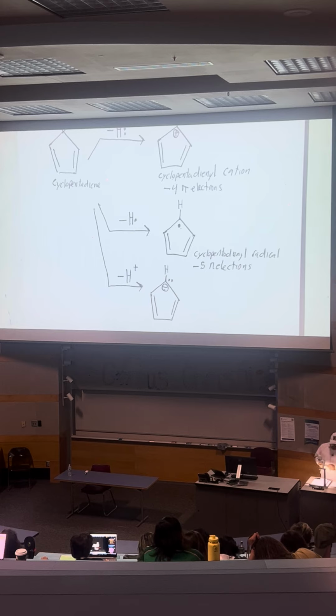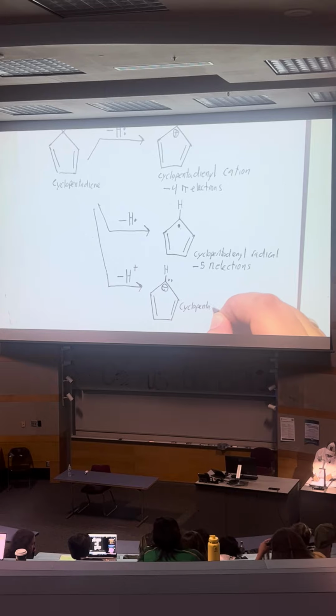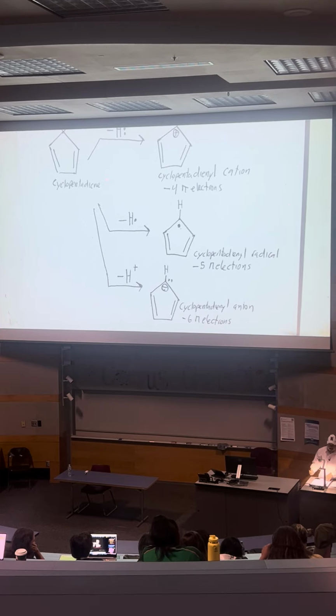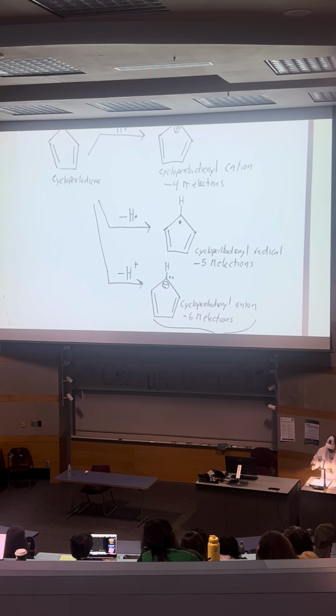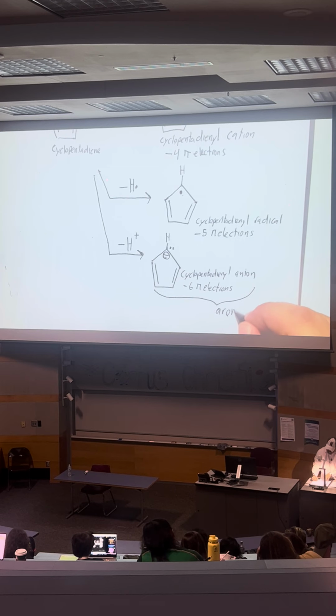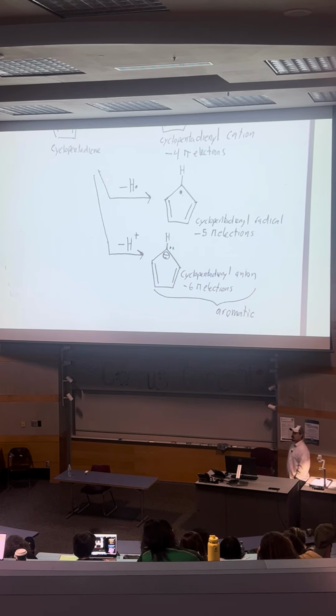But in this case, we start to count those pi electrons. So this, which we will call the cyclopentadienyl anion, now has 2, 4, 6 pi electrons. And the Huckel output is 2, 6, 10, 14. So having 6 pi electrons does qualify as aromatic. And so this anion is an aromatic ion. So it does have that added stability.